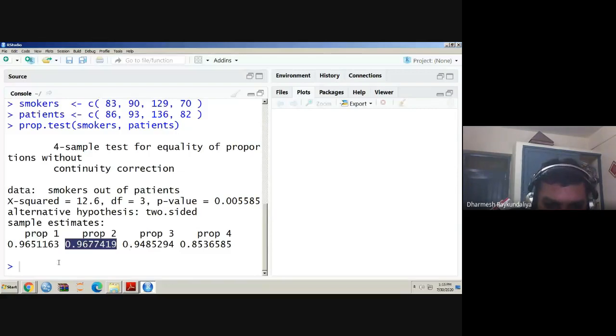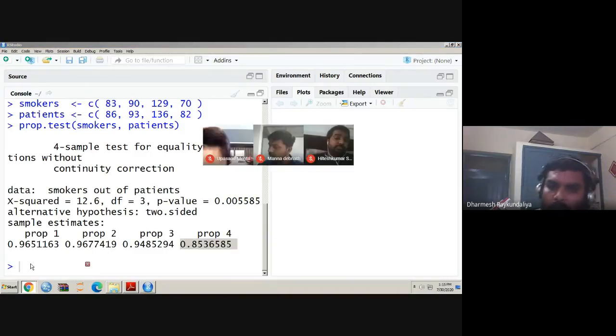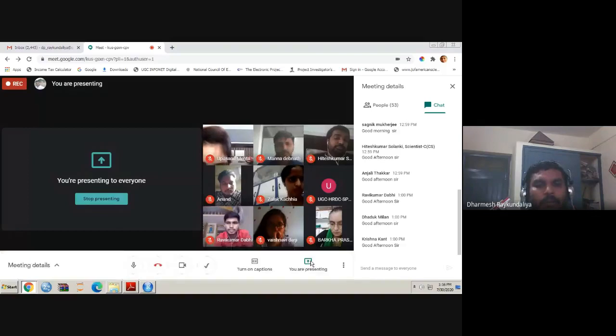So proportion 4. That means the fourth patient group has the lesser smoking habit compared to the other groups. Is that clear? Now, instead of smoking, suppose I am applying 4 different drugs, and each drug I have given to 100 patients. Out of 100 patients, how many are recovered? The outcome is only 2: whether the patient is recovered or not. Did you get my point?